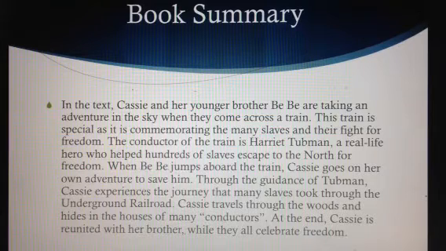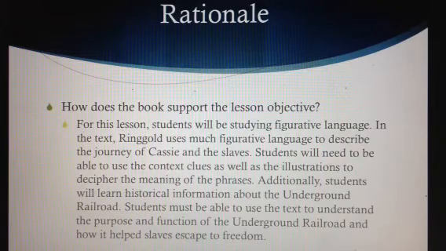The conductor of the train is Harriet Tubman, a real-life hero who helped hundreds of slaves escape to the north for freedom. When Bebe jumps aboard the train, Cassie goes on her own adventure to save him. Through the guidance of Tubman, Cassie experiences the journey that many slaves took through the Underground Railroad. Cassie travels through the woods and hides in the houses of many conductors. At the end, Cassie is reunited with her brother, while they all celebrate freedom.